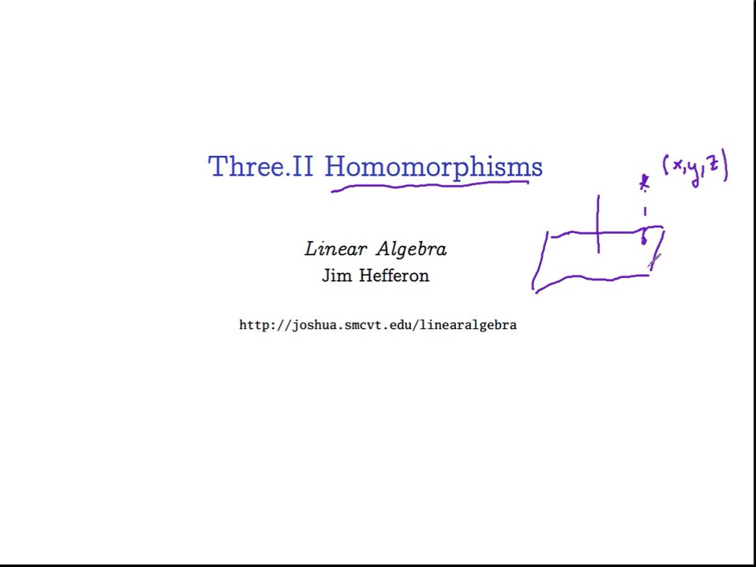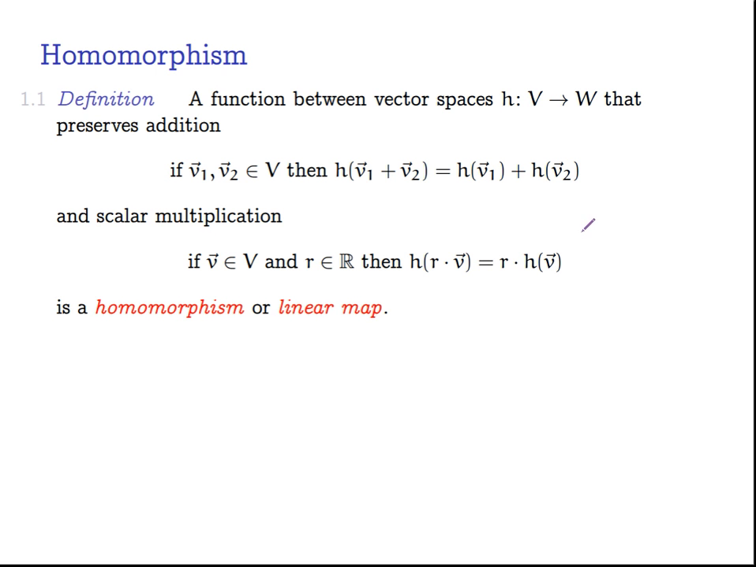In the same way, a photograph can represent 3-dimensional reality, but not completely. So that's kind of the idea. A homomorphism preserves some properties of the original space, but it loses some properties. And we'll see how that plays out in the subsequent slides. All right, definition of homomorphism.